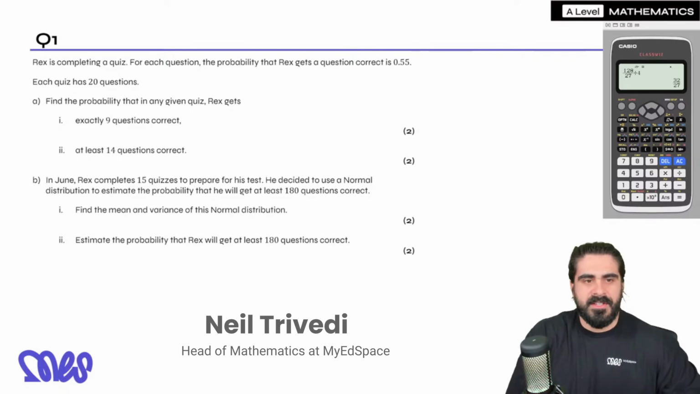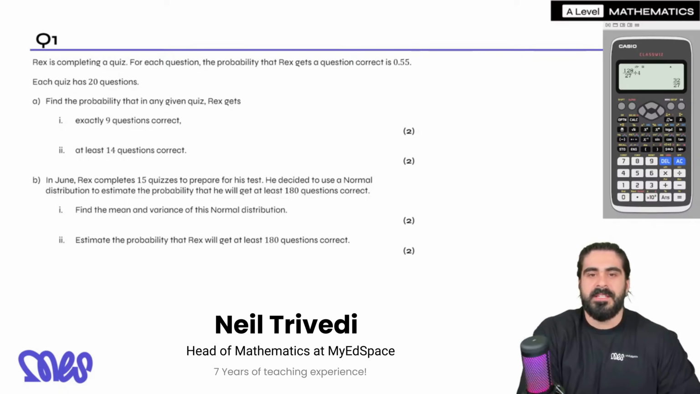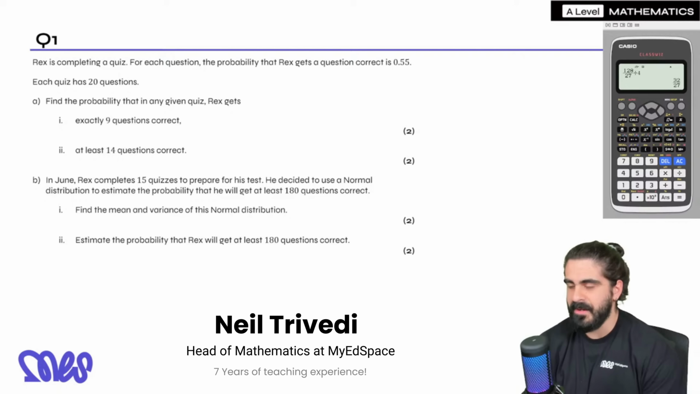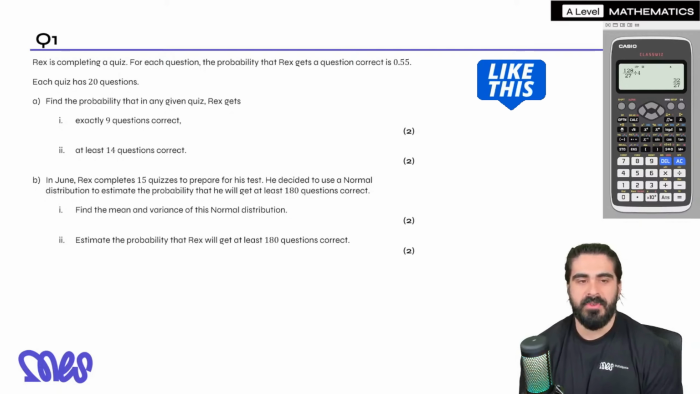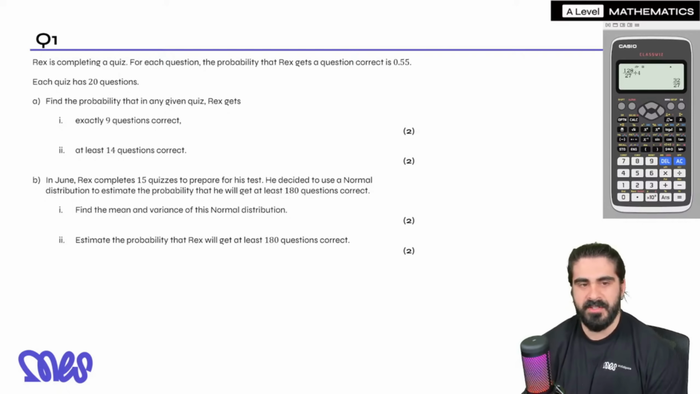So we have Rex is completing a quiz. For each question, the probability that Rex gets a question correct is 0.55. Each quiz has 20 questions. Find the probability that in any given quiz, Rex gets exactly 9 questions correct.